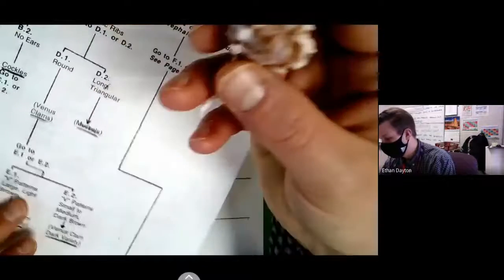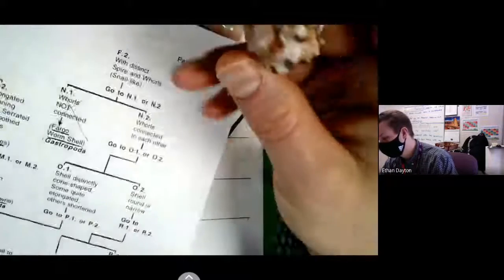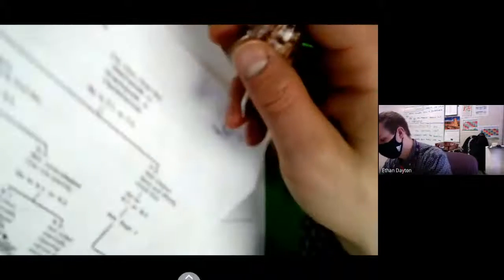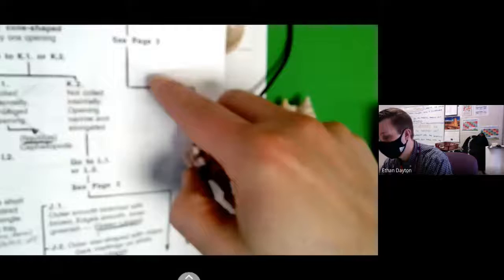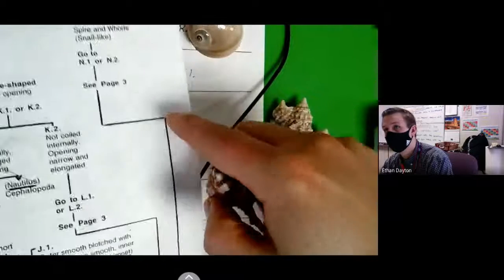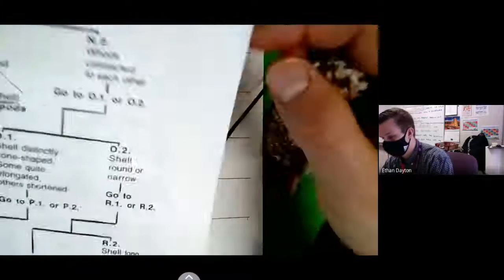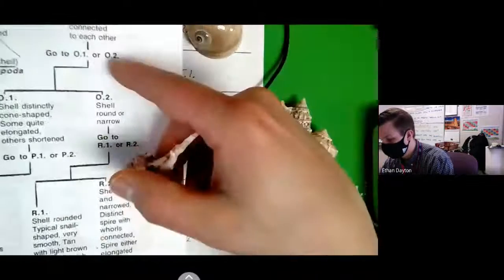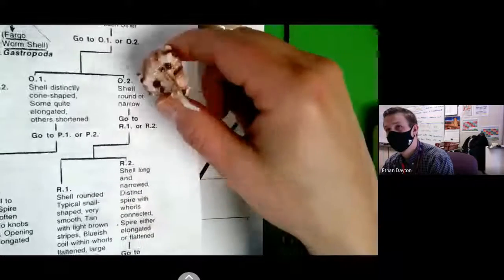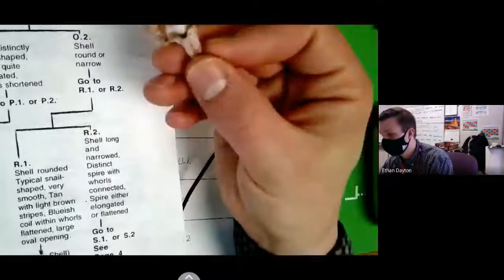Go to F1 or F2. Does it have a spire? Yes, it does. Okay, has a spire. So we go to N1 and N2 on page 3. The whorls are connected. It is not distinctly cone-shaped. It is round. Okay, it is round.